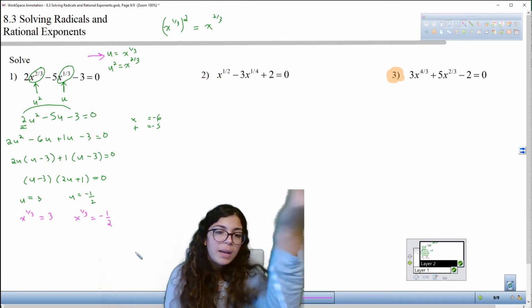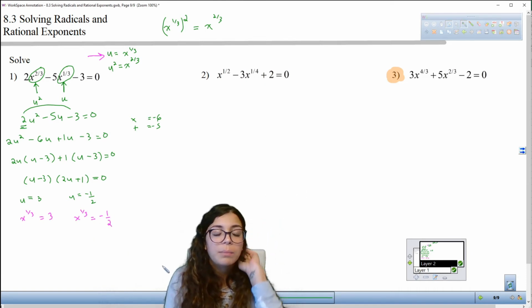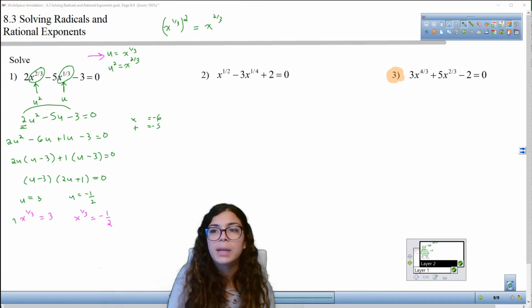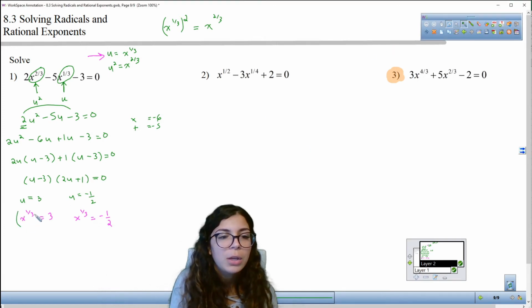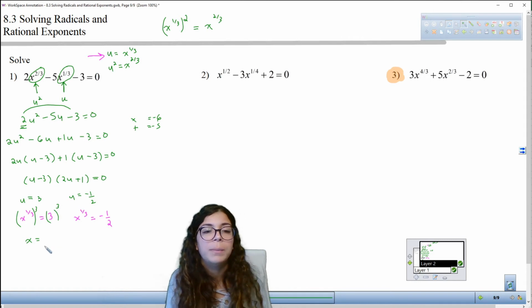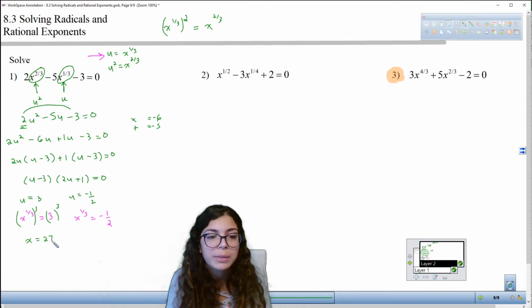Okay, and then now I'm going to go ahead and solve for x by raising both sides to the power of 3. So I'm going to raise both sides to the power of 3, and that would, power of power multiplies, right? 1/3 times 3 is 1. So this x to the power 1 equals 3 to the power of 3, which would be 27. 3 times 3 times 3 is 27.